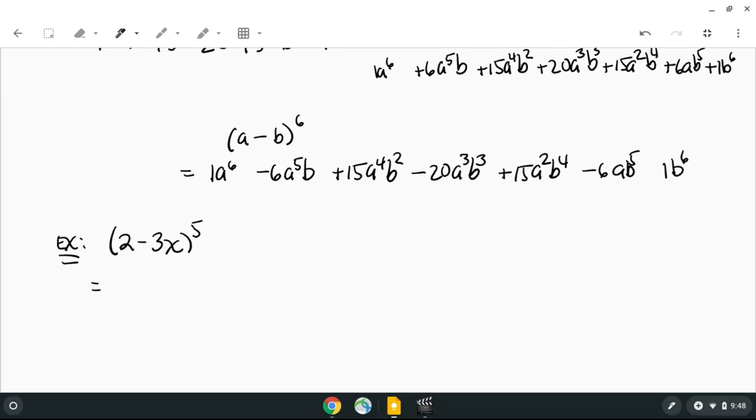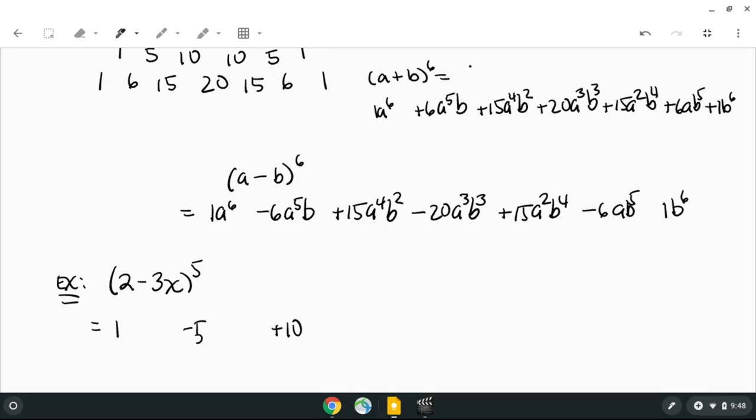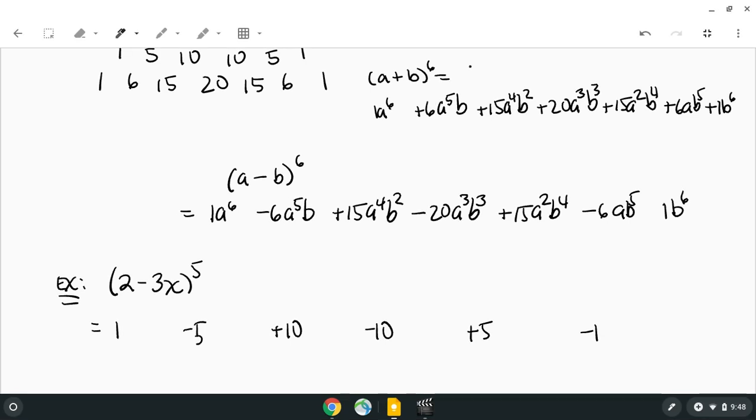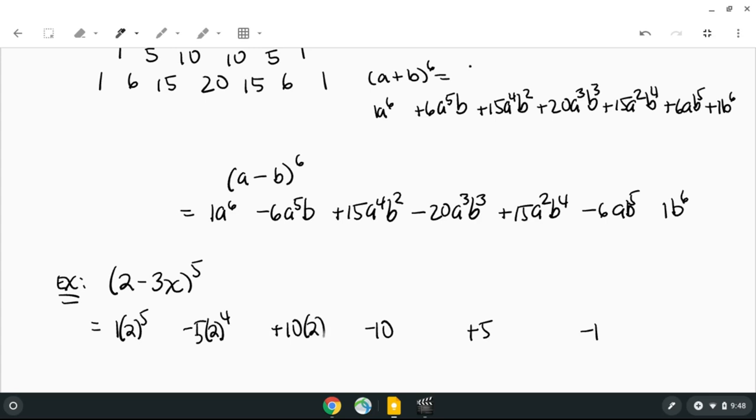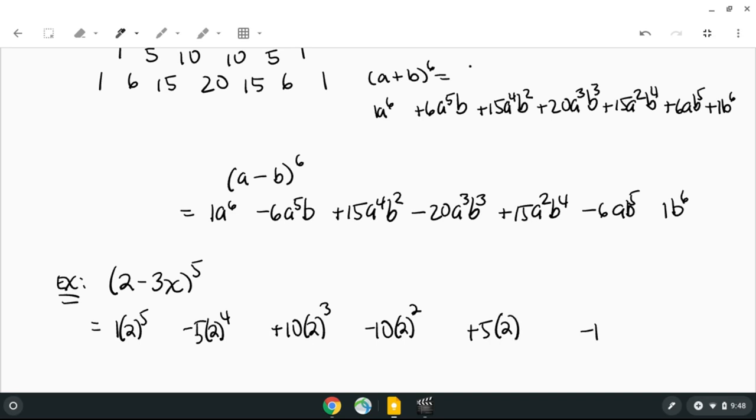So we're going to have 1, negative 5, positive 10, negative 10, positive 5, negative 1. Positive, negative, positive, negative, positive, negative. And it's going to be our first term to the 5th power, right? So our first term is 2. So 2 to the 5th, 2 to the 4th, 2 to the 3rd, 2 squared, 2 to the 1st.